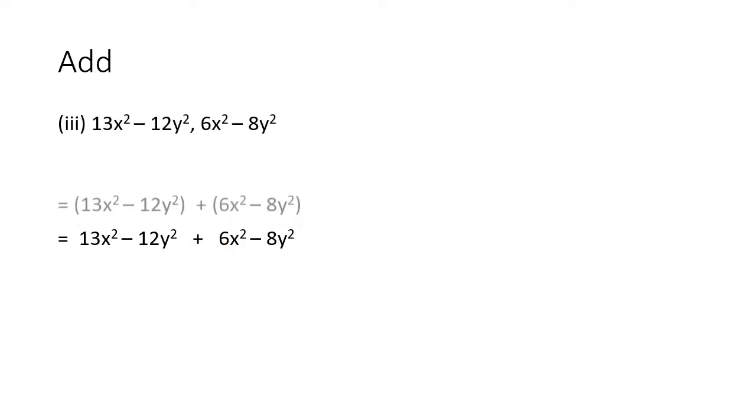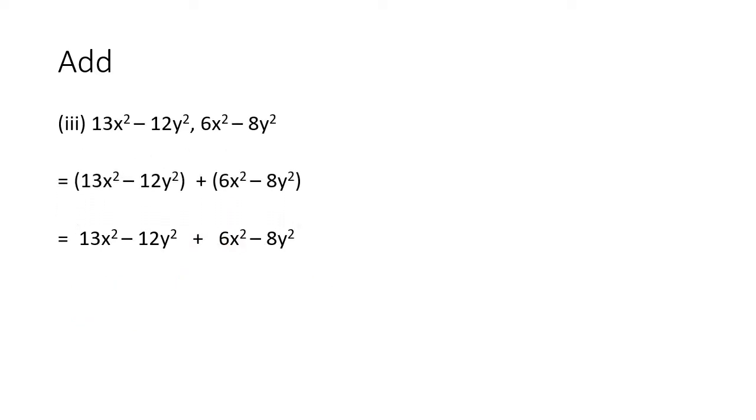Now as you can see here, we have two expressions which we have written in brackets: 13x square minus 12y square in one, and 6x square minus 8y square in the other. And then we have opened the brackets. Everything remains the same since there is a plus sign in between two brackets. The signs are going to remain the same. So this is 13x square minus 12y square plus 6x square minus 8y square.